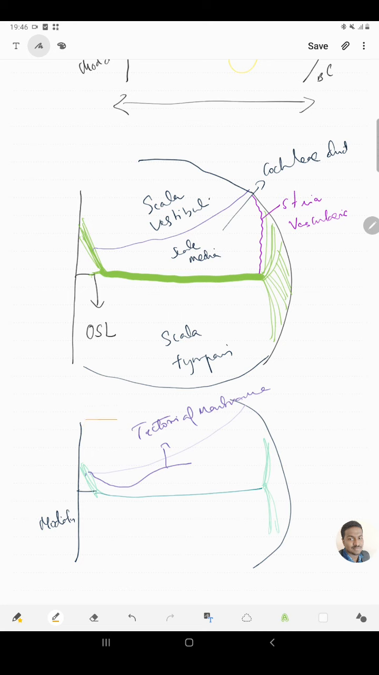This modiolus is in the medial part, correct? So it could be the inner part, and therefore the hair cell which is present here is the inner hair cell. This inner hair cell is flask shape like this. The outer hair cells are cylinder shape.